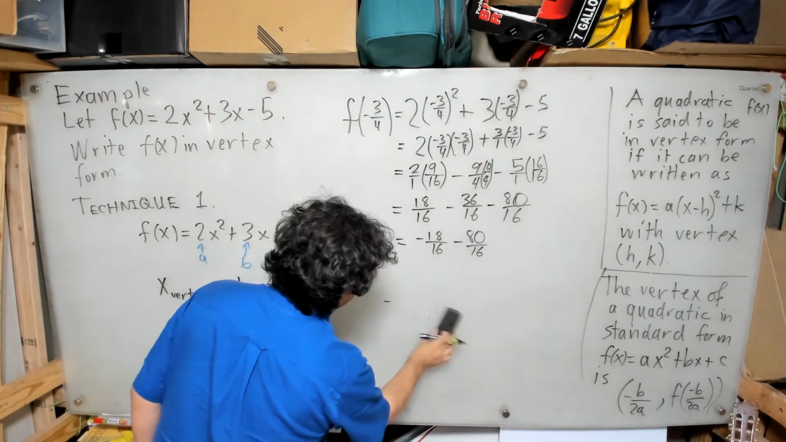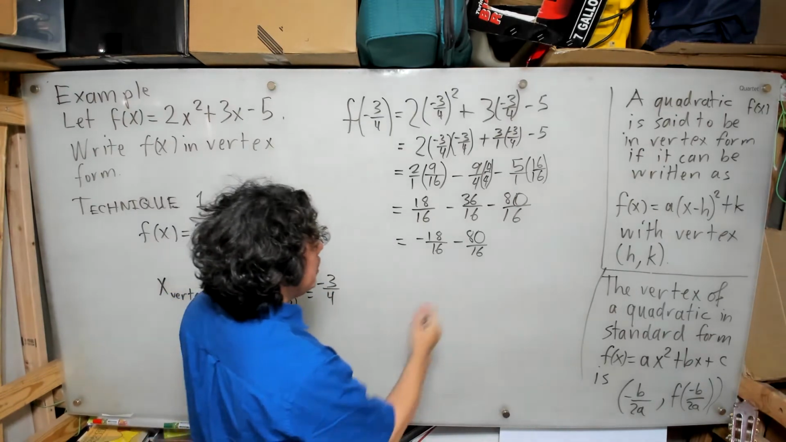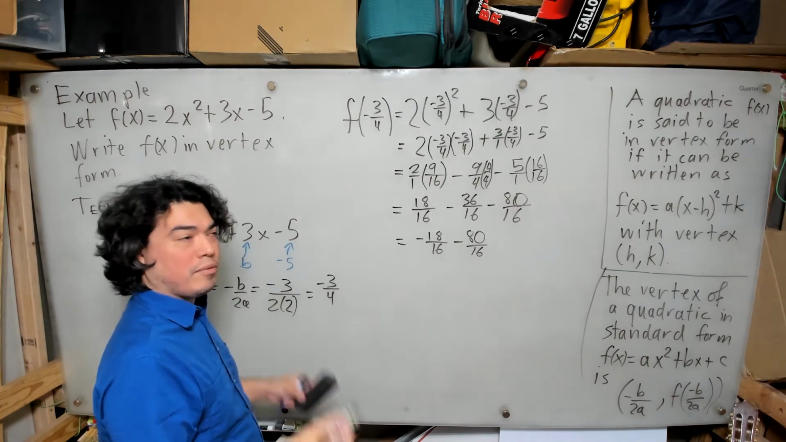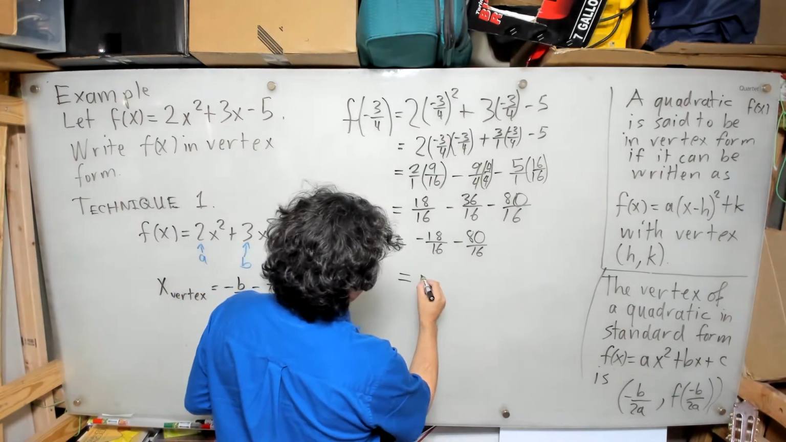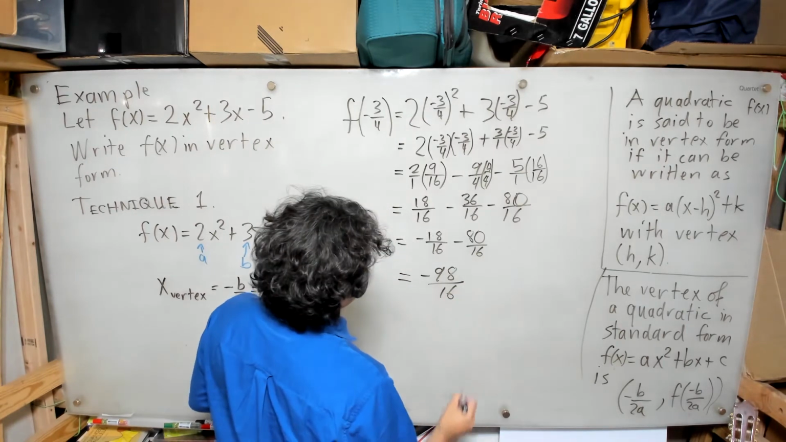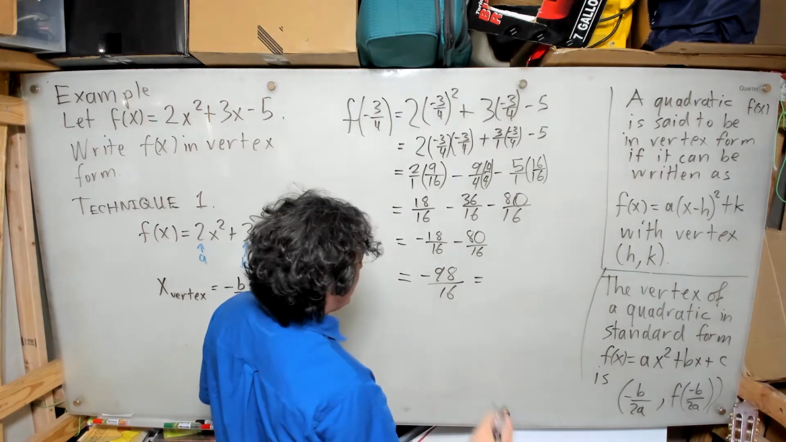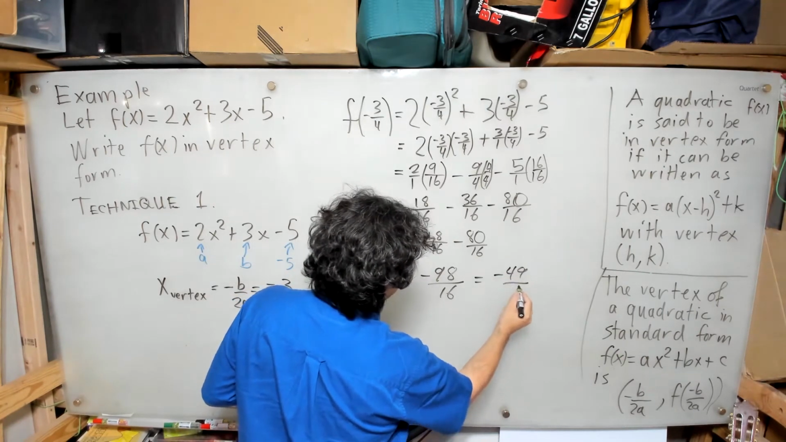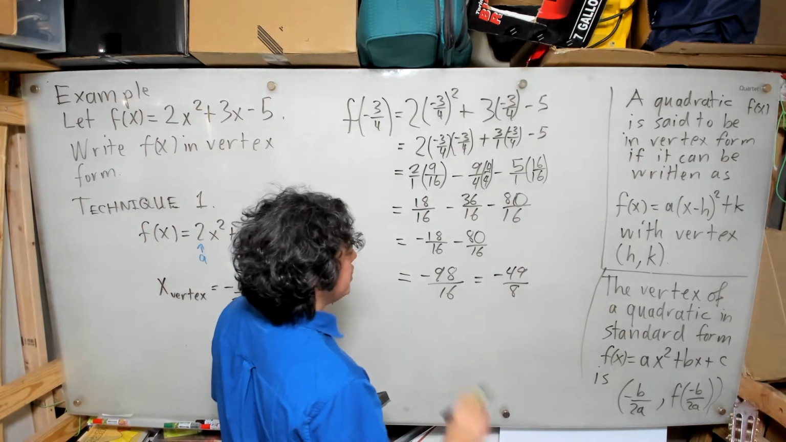Now stick with me here. Okay, now these are both negative, so they're going to add, and we're going to keep the sign. So we're going to get negative 98 over 16. This will simplify. If I divide the top and bottom by 2, I will get negative 49 over 8, and that will not simplify further.